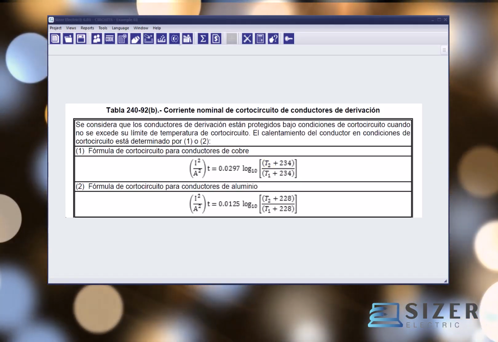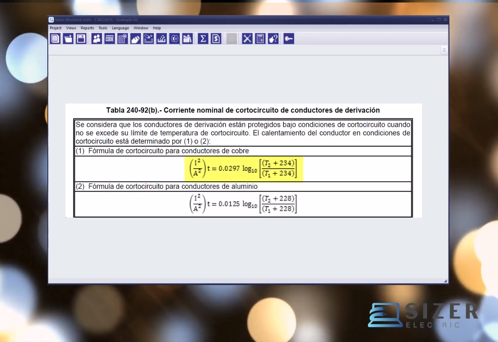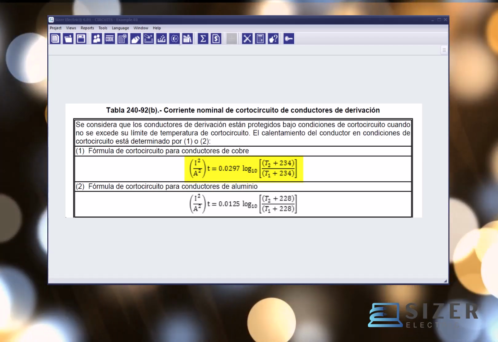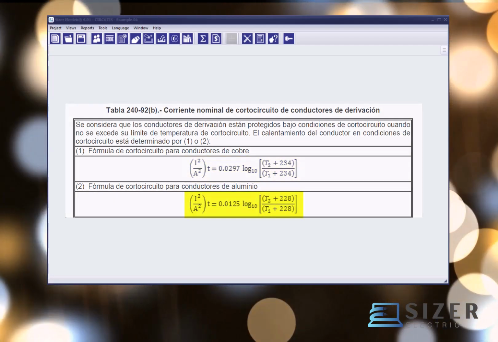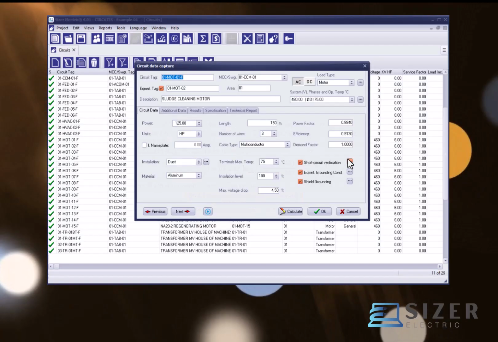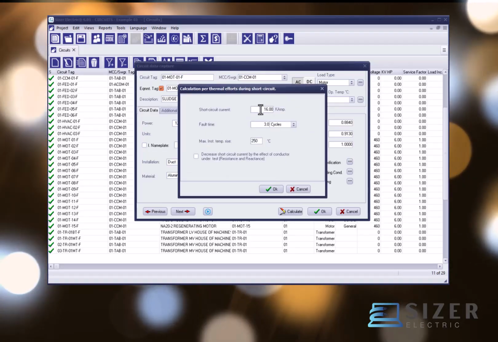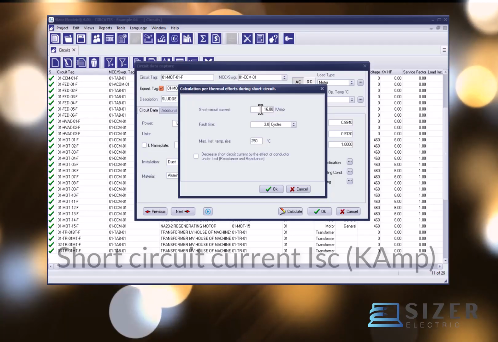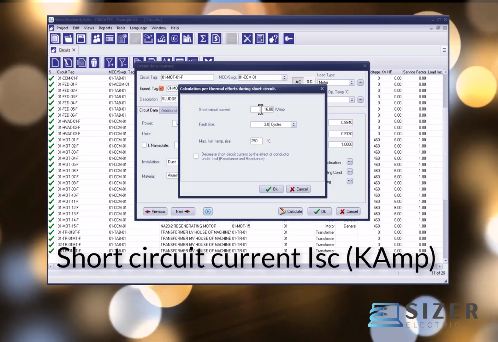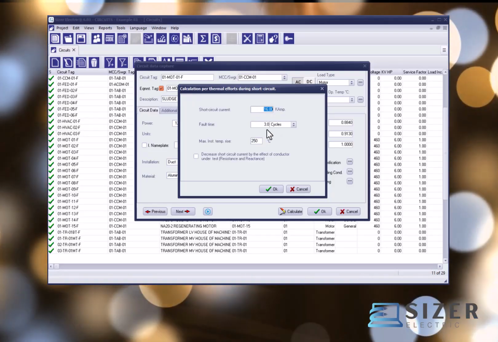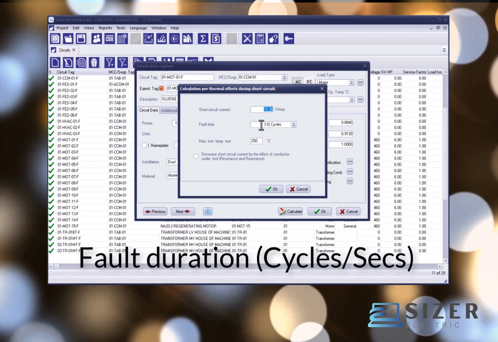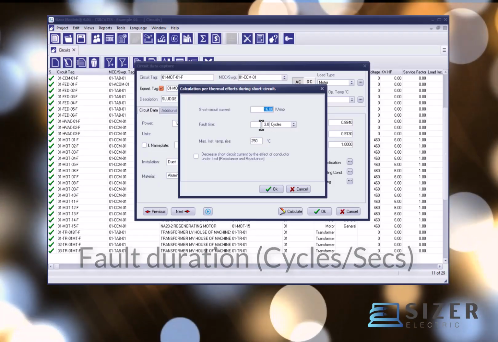As shown, the equation includes factors that depend on the conductor material, resulting in different formulas for copper and aluminum conductors. As shown in the data entry window, 4 key parameters are required to verify the conductor against thermal short circuit stresses. The first is the fault current flowing through the conductor, entered in kiloamperes. The second is the fault duration, which may be expressed in cycles or seconds.